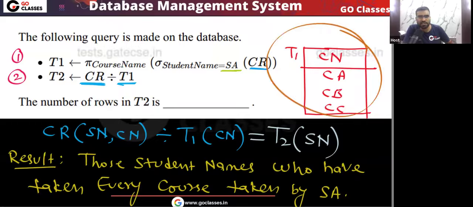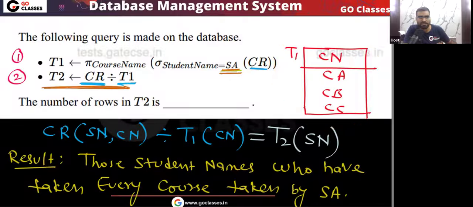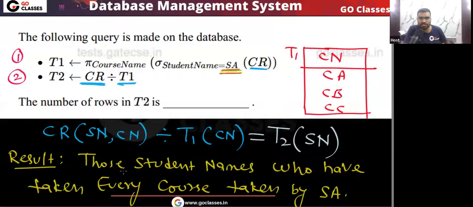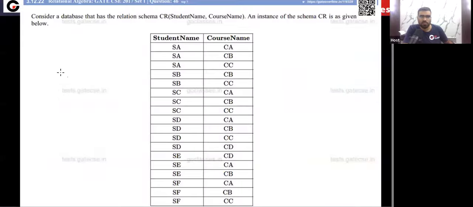Remember, first we are calculating T1. In T1, we have those courses which are taken by student SA. Now we are calculating T2. T2 means CR divided by T1. CR has student name, course name, divided by course name. So the output will have student name, those student names who have taken all the courses of T1. So I can say those student names who have taken all the courses taken by SA. So tell me, which students have taken CA, CB, CC?